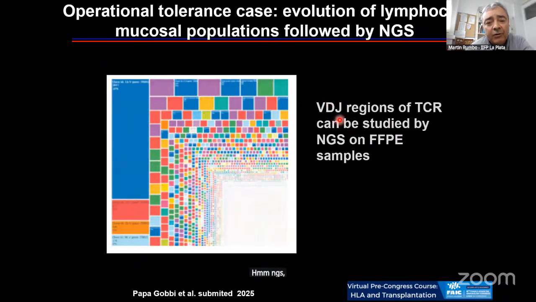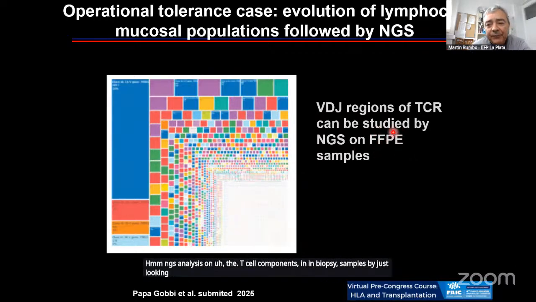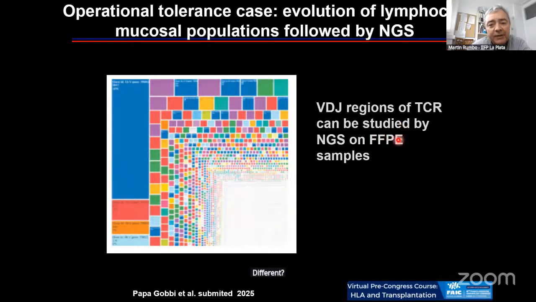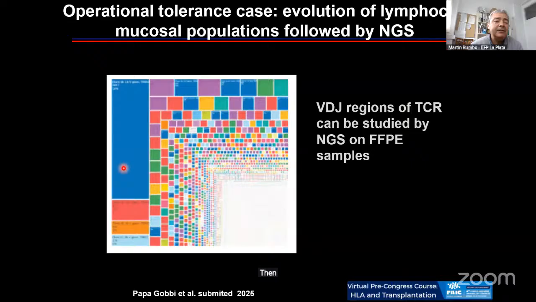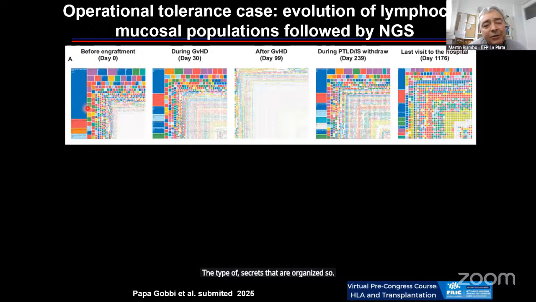And we had the opportunity to perform NGS analysis on the T cell compartment in biopsy samples, by just looking at different biopsies performed at different times. So this representation shows the entire repertoire of BDJ, and the size of each square here shows the frequency of the appearance of each clone, and the colors are related to the type of sequence that are organized. So this is the picture before the engraftment and during the graft-versus-host disease.